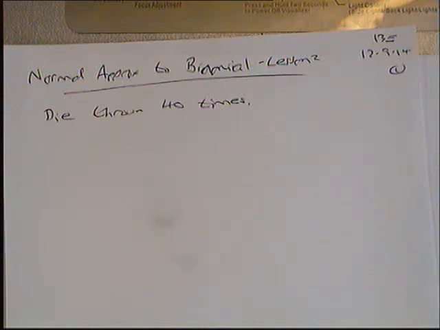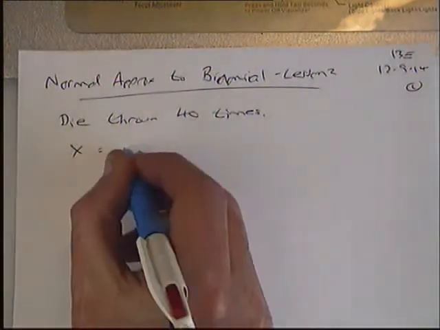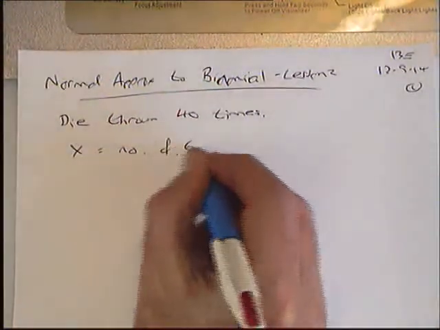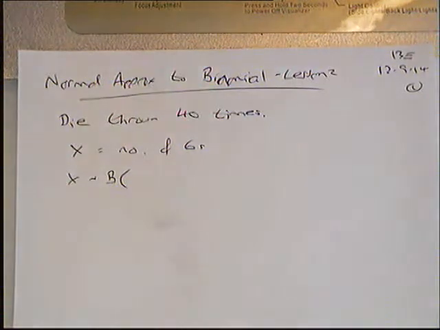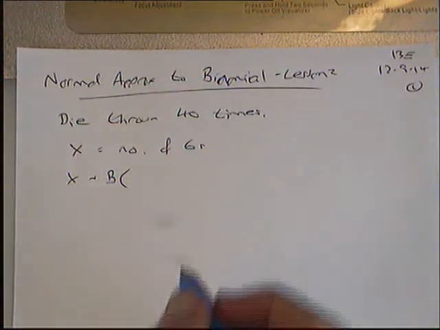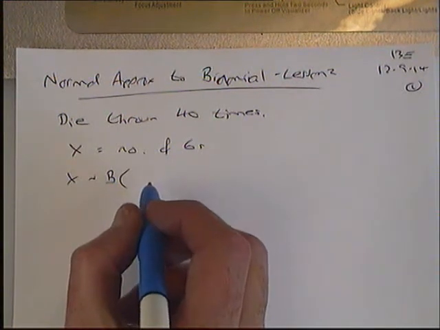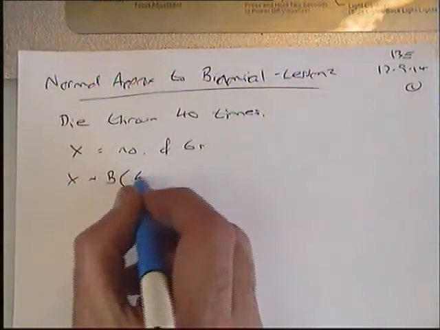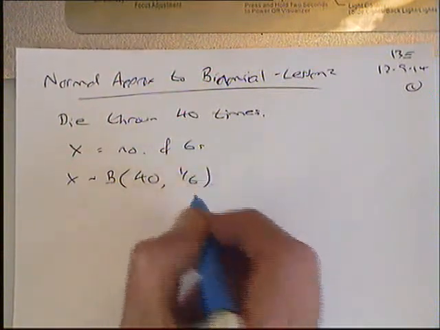So, last lesson we looked at the scenario: we threw a normal fair die 40 times and we wanted to know the probability of getting 10 or more 6s. We said that if x is the number of 6s that we get, x was binomial. What's the first thing that always goes in the brackets for a binomial? The number of trials, n, which was 40. And the second thing that goes in there is p, the probability of success, 1/6.